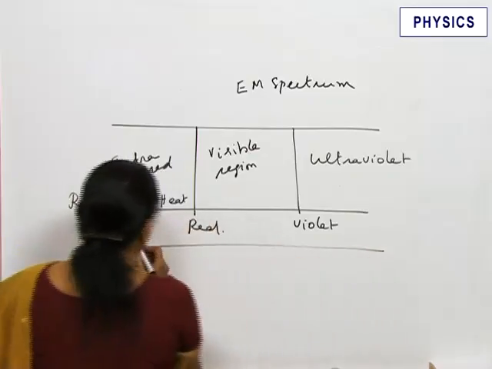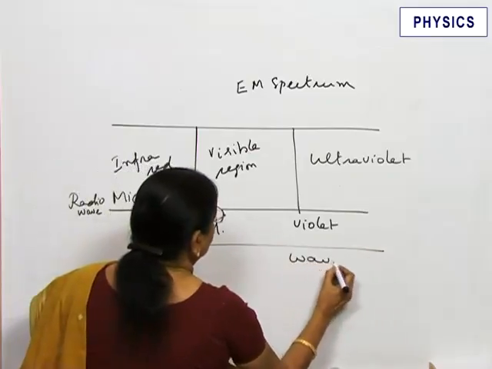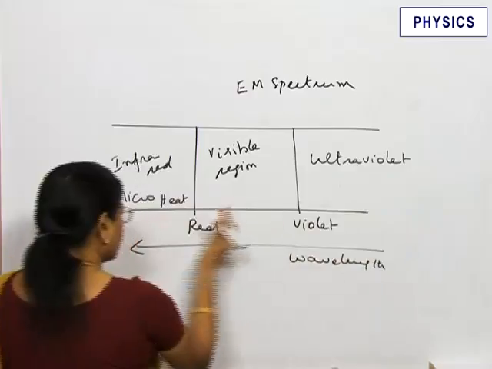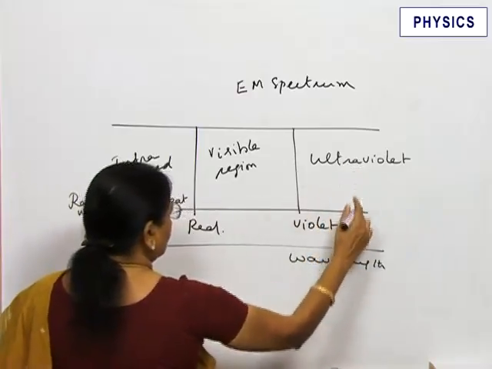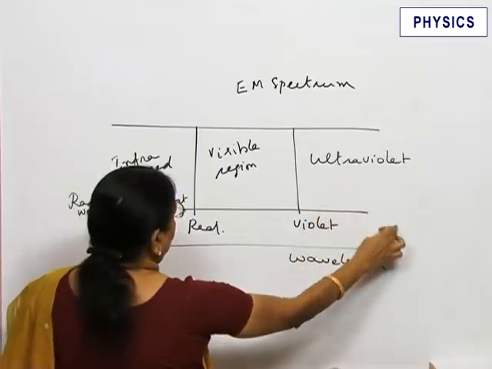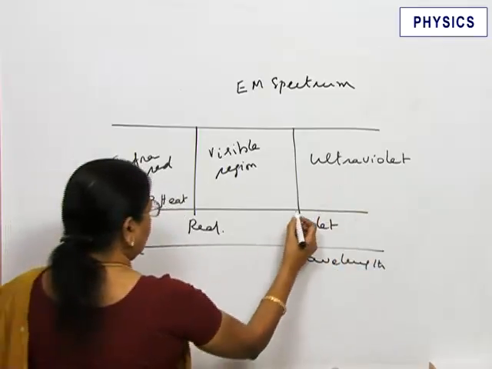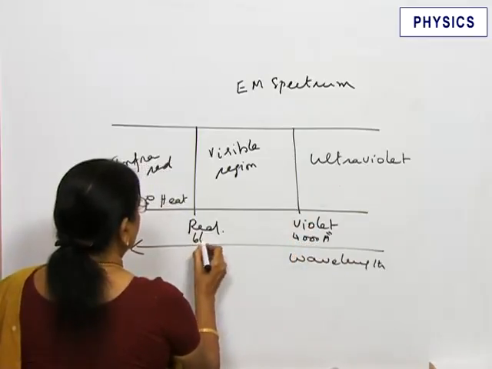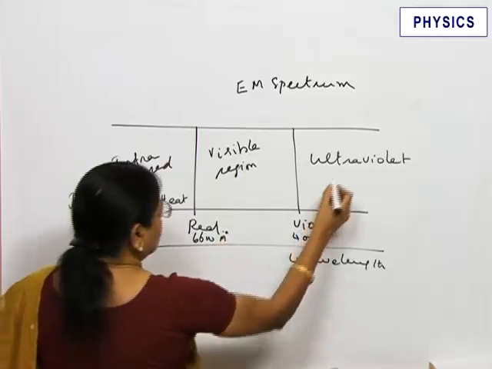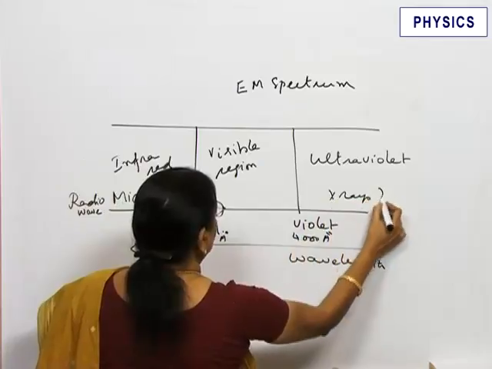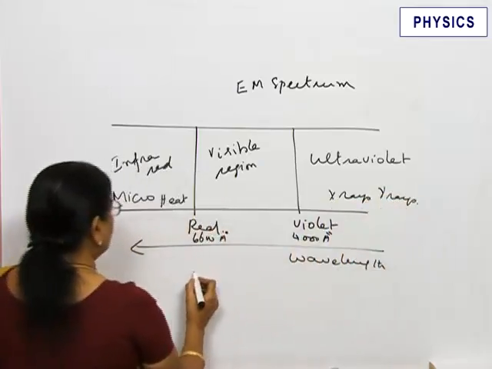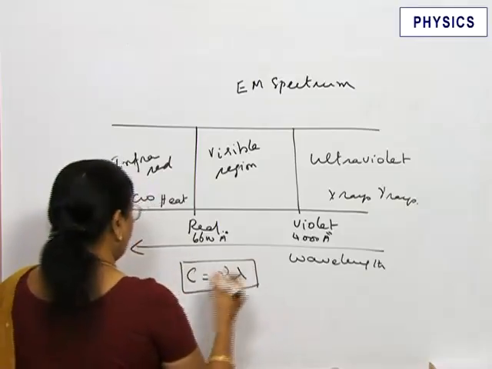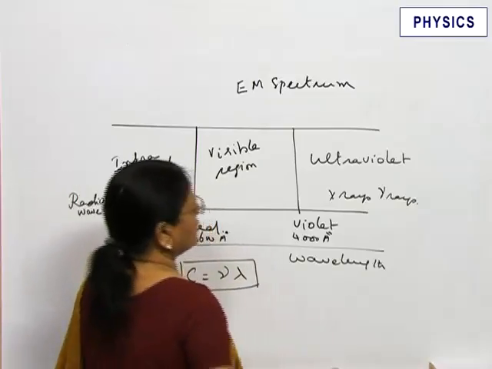Here the wavelength increases from this extreme to this extreme, and ultraviolet waves have very short wavelengths. The wavelength of violet light is about 4000 angstrom, and this is about 6600 angstrom. And here you have X-rays and gamma rays. The relation between wavelength and frequency is given as c equals nu lambda, where lambda is the wavelength and nu is the frequency.